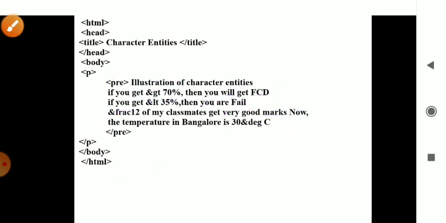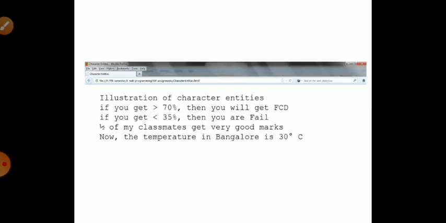So this is the part of character entities. How do you implement this? You use an ampersand symbol and particular short forms. You use GT for greater than, LT for less than, FRAC for the fraction part, DEG for degree, along with the ampersand. Like this you can implement various characters within any document. This is an example of how the output is run. It is given here.